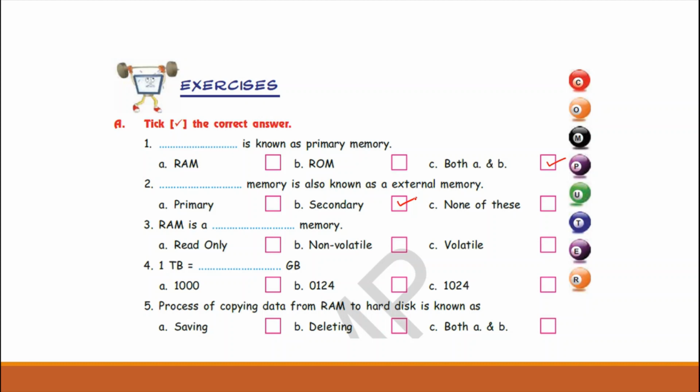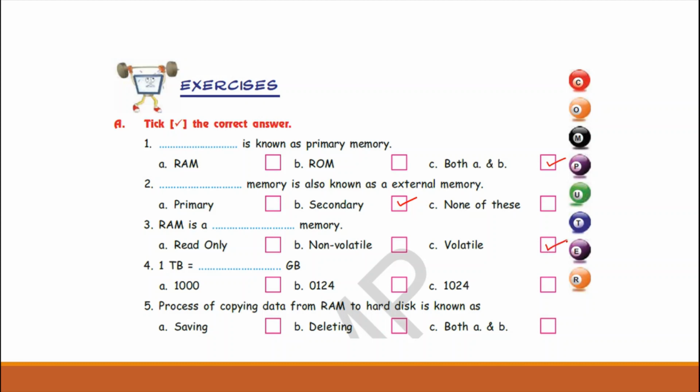Number 3, RAM is a dash memory. The options given are read-only, non-volatile, and volatile. We have read in this lesson that RAM is a volatile memory. So your correct option for this question is C.